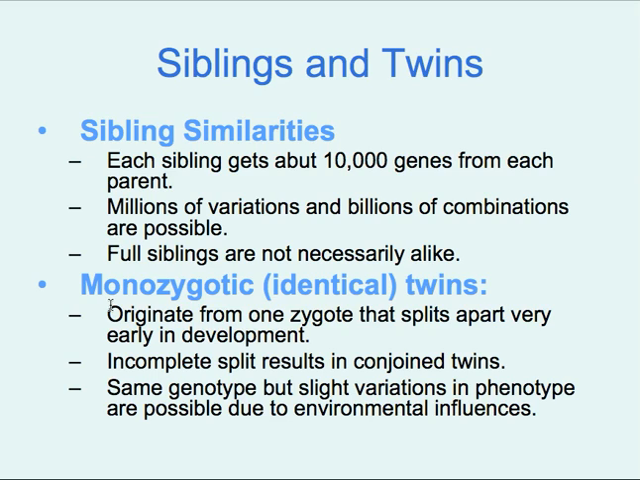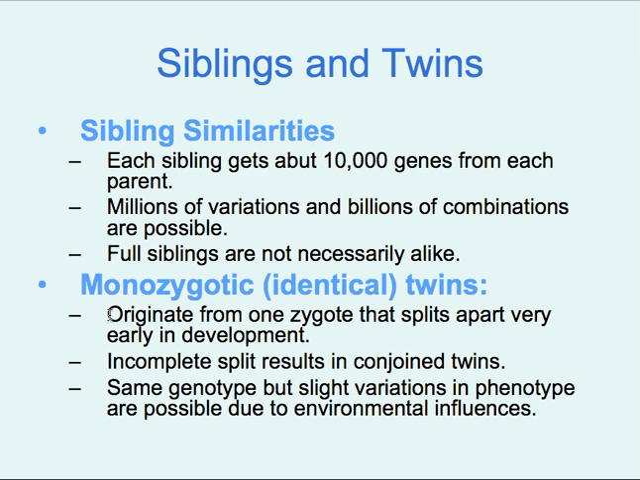very early in development, and so instead of having one individual organism, you now have two. But it originally came from one zygote. So one sperm cell became implanted in one egg cell, and that became the zygote. That zygote then split and formed two completely independent organisms.